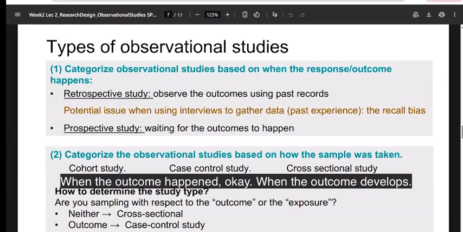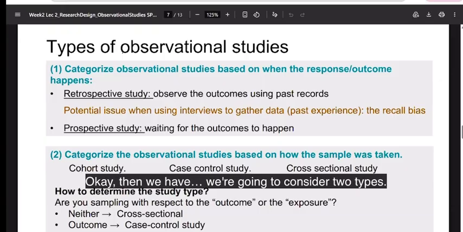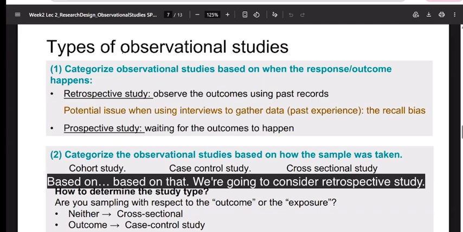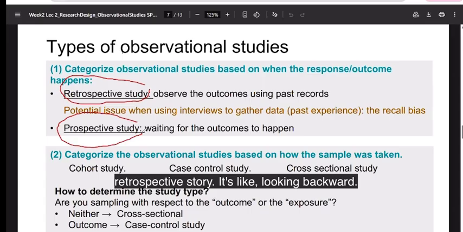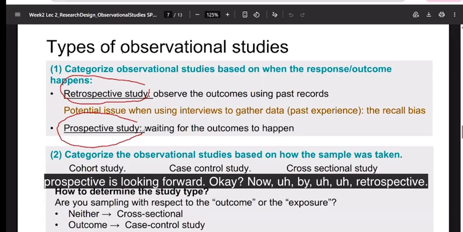When the outcome develops. Okay. Then we're going to consider two types based on that. We're going to consider retrospective study and prospective. Okay. Now, when you take a look at retrospective study, it's like looking backward. Prospective is looking forward.